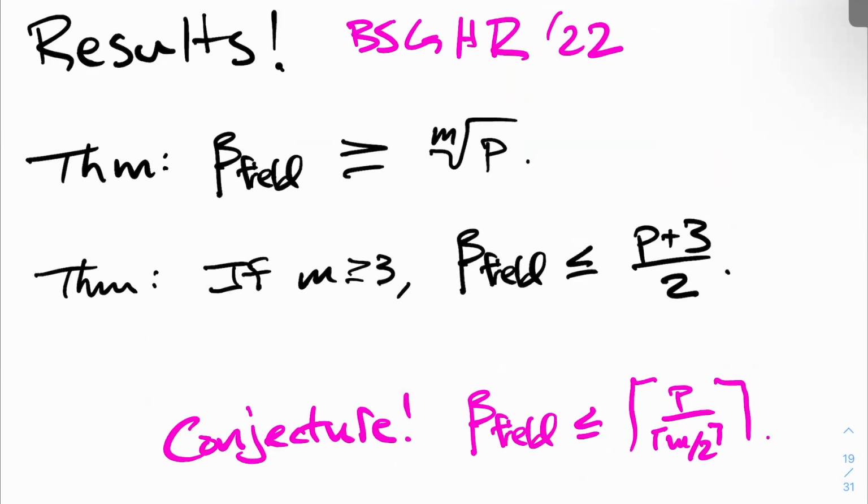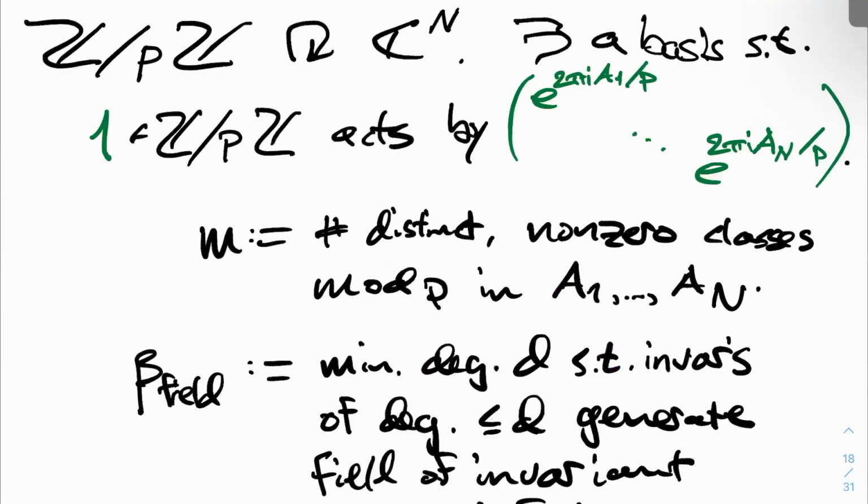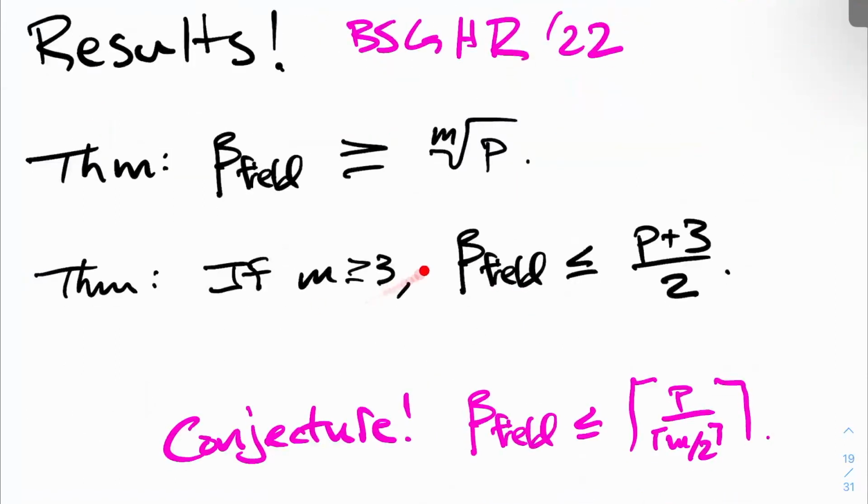So the first is a lower bound. It can't happen in degree lower than the nth root of P. That's a hard lower bound, and this bound is sharp. And here's an upper bound. If M is less than 3, it might have to, depending on the specific way that the generator acts, which is to say, depending on the specific numbers A that go here, you might have to go up to degree P. But if M is at least 3, you don't have to go up to much more than degree P over 2.